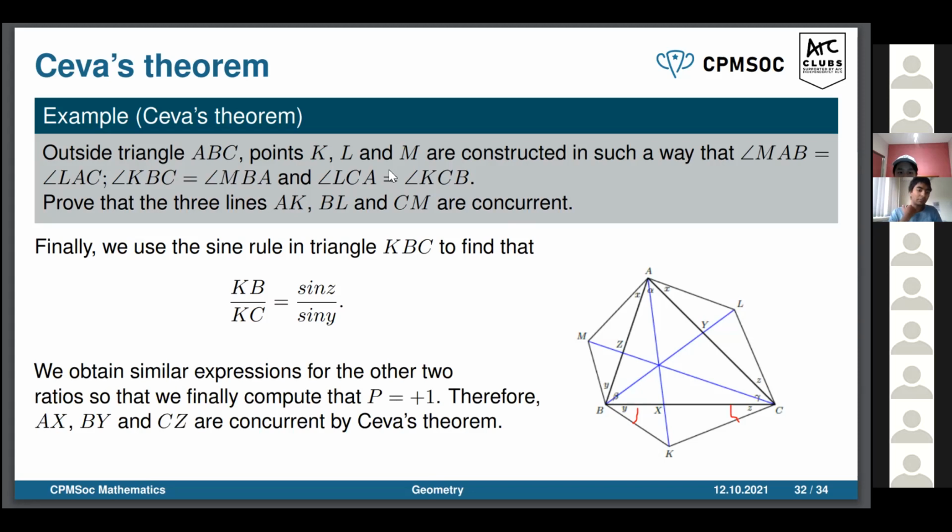And with similar expressions for the remaining ratios, we'll get sine Z over sine Y times sine Y over sine X times sine X over sine Z. And just like before, it all cancels out to just get one. So P, the product of the ratios we wanted to find at the start, is equal to 1. And now using Ceva's theorem, you can conclude that AX, BY, and CZ are all concurrent.